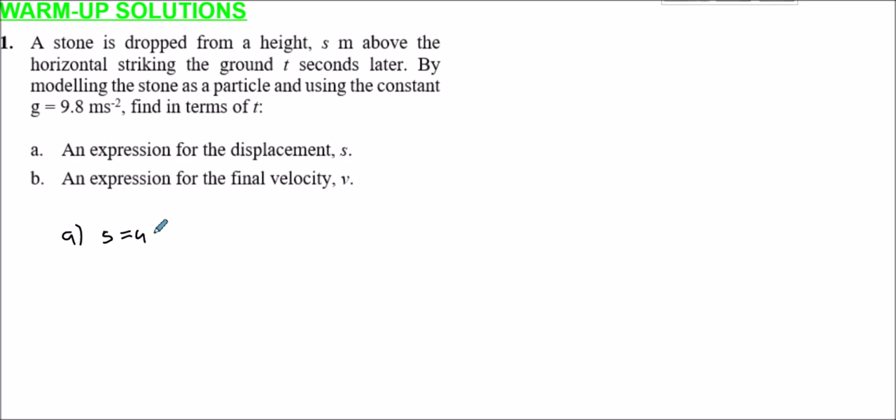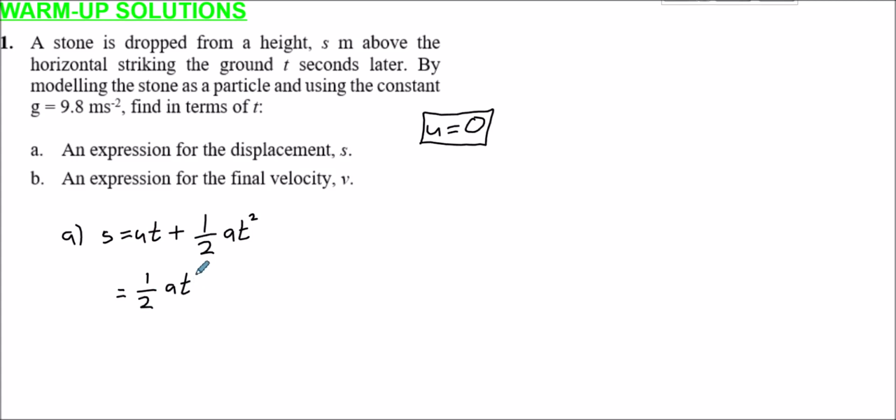S equals ut plus a half at squared. And what we can say here, we can assume that u is 0. Let's assume that it's just dropped from rest. It's not thrown down, it's not thrown up, it's just dropped. So if u is 0, this bit is 0. So we just have s equals half at squared.